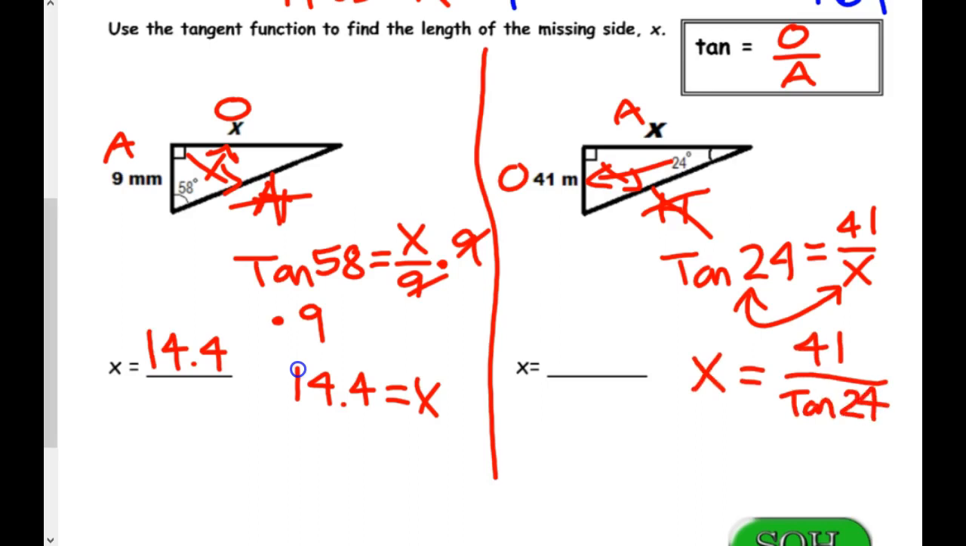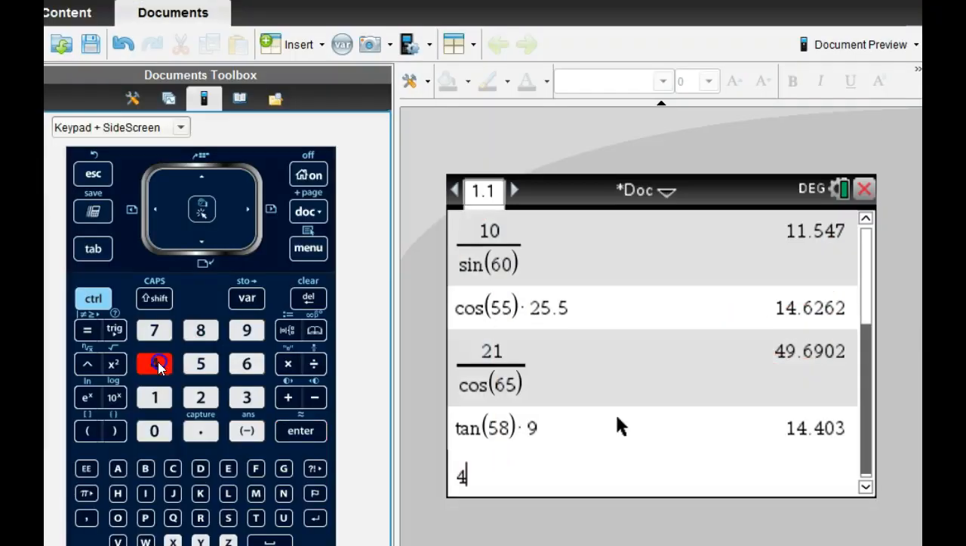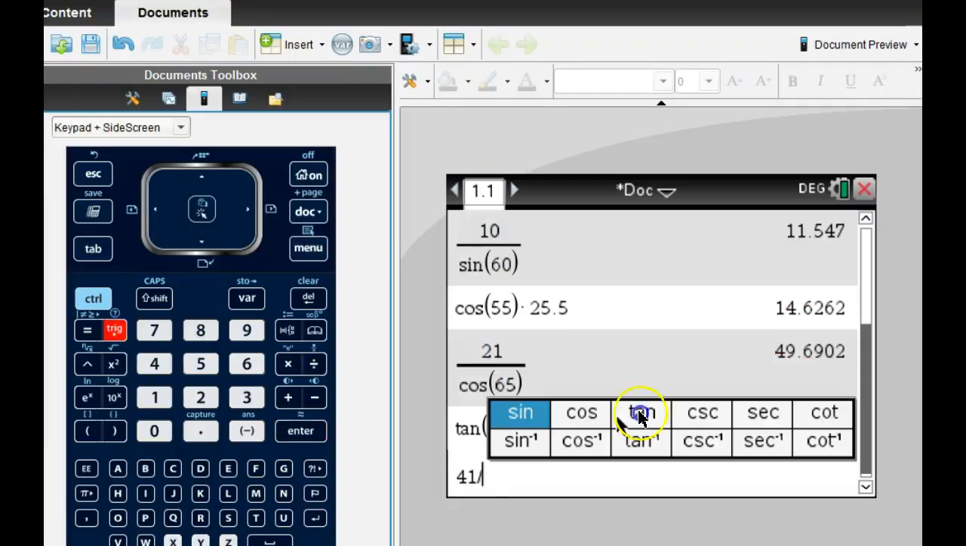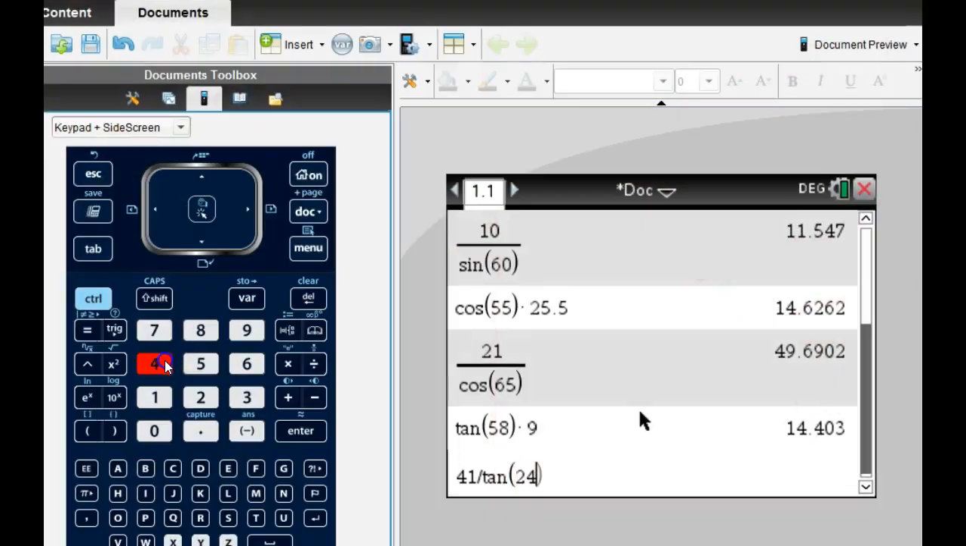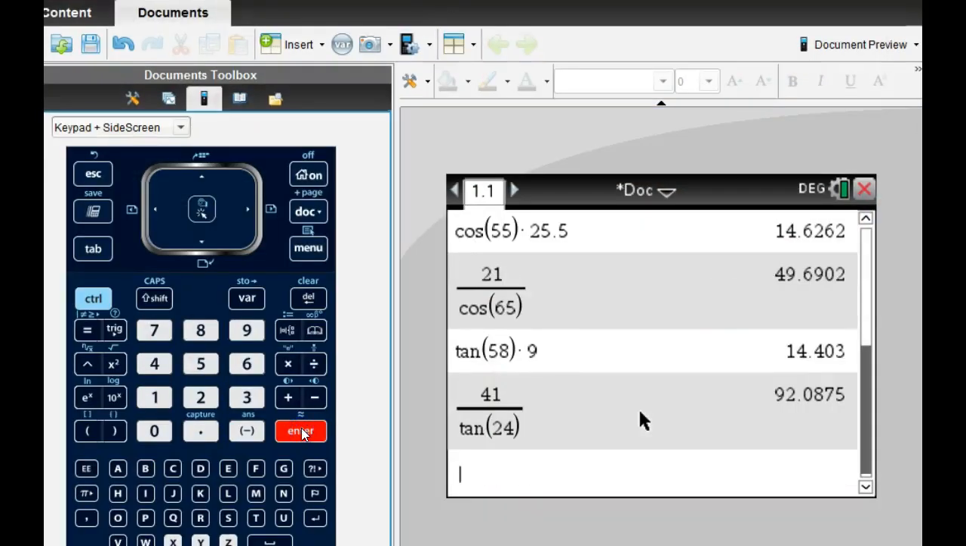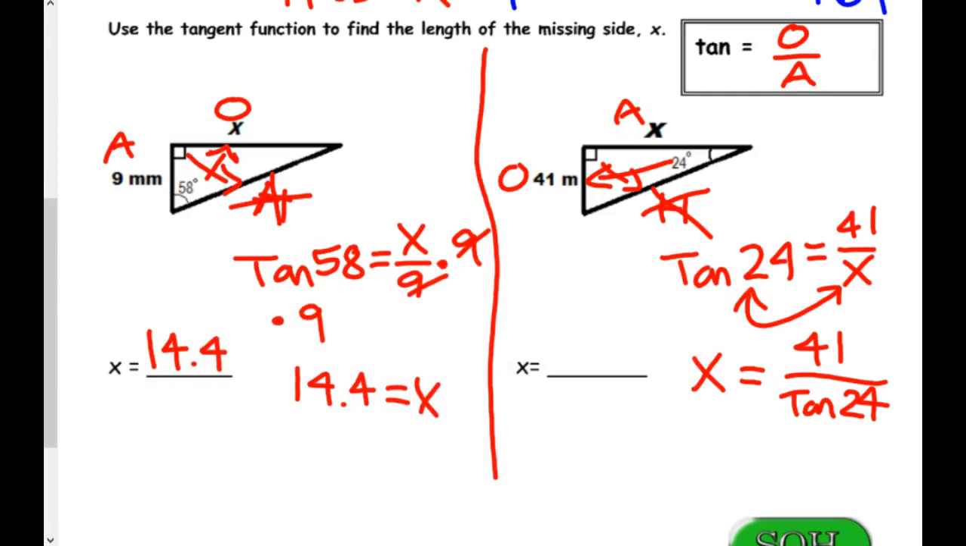And we go to the calculator, 41 over tan 24. What is it? 24. And we get 92.09 because the 7 makes the 8 go up, right? 42.09. Sorry, I'm saying things wrong. 92.09.